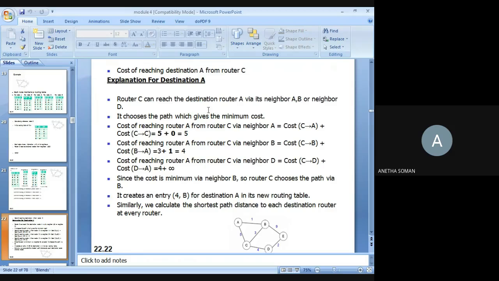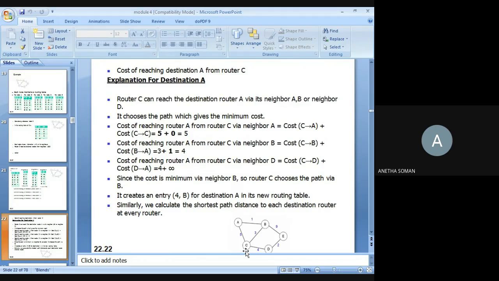So C can reach the destination router A through its neighbors A, B, and D. It will find out which path gives the minimum cost, and it will consider that. Now, as an example, first we have to find the cost of reaching router A from router C through neighbor A.